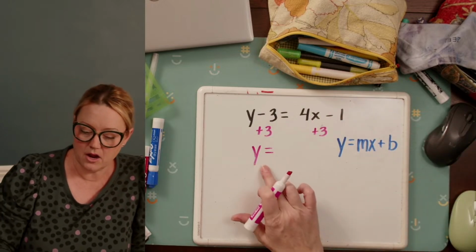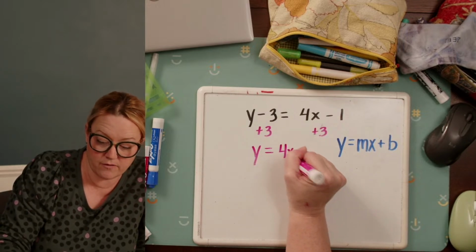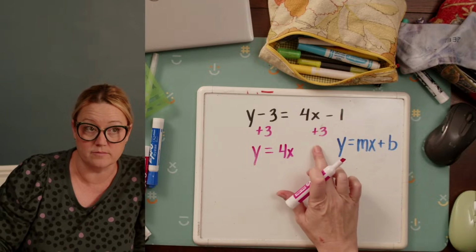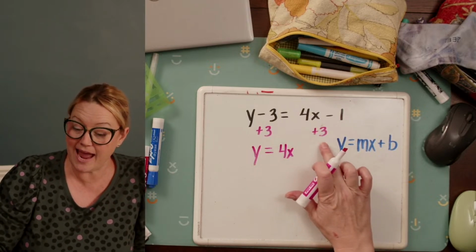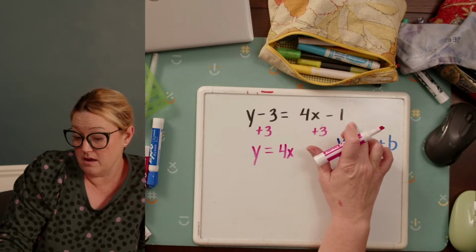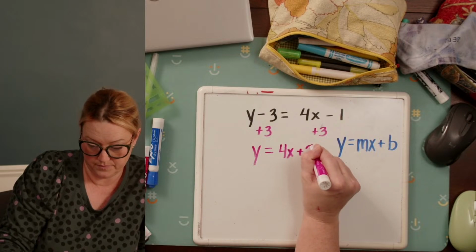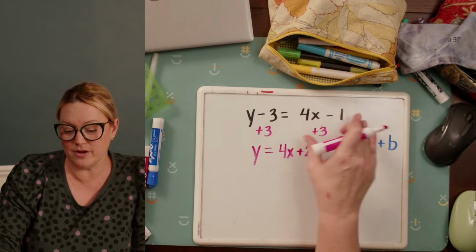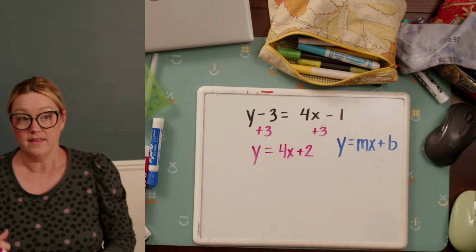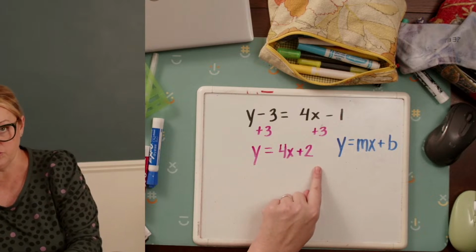and then we graph it, right? So y equals 4x. I haven't done anything to the 4x, right? Because those are not like terms. I can't add that 3 to 4x, but I can add the 3 to the negative 1, right? And that gives me positive 2. Okay? So if y minus 3 equals 4x minus 1, then also y equals 4x plus 2.